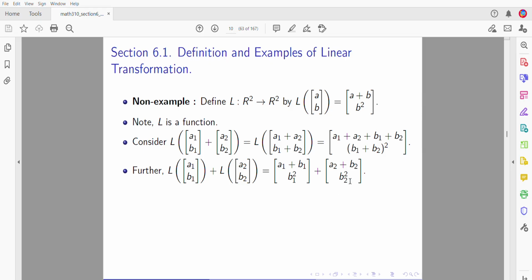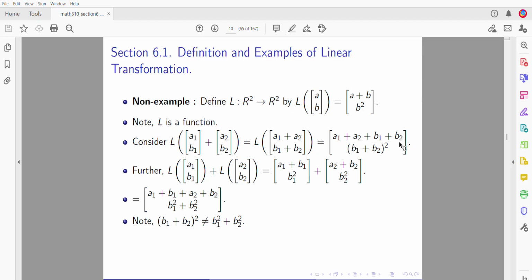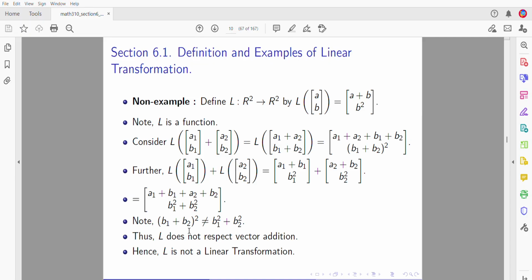Now if I add these two, what do I get? First coordinate is good, it agrees here, but second coordinate is not good. We know that b1 squared plus b2 squared is not (b1 plus b2) quantity squared. Because you see, quantity squared, you have an actual formula. So it does not respect vector addition. It is not a linear transformation. Let's continue in the next video.